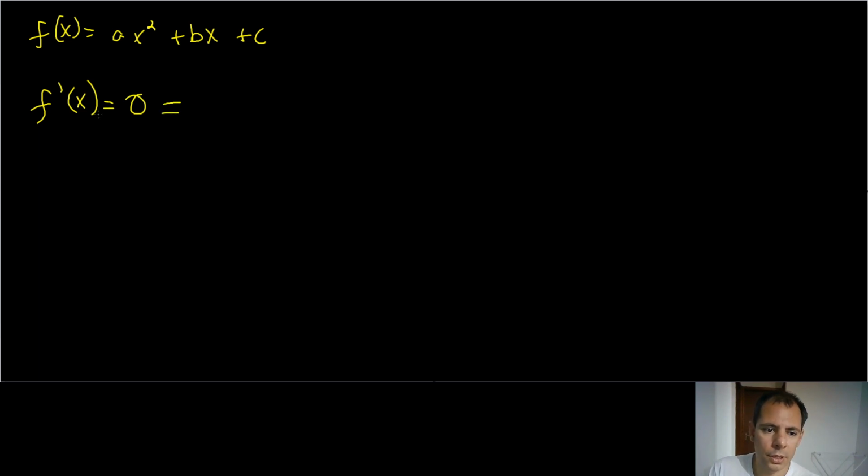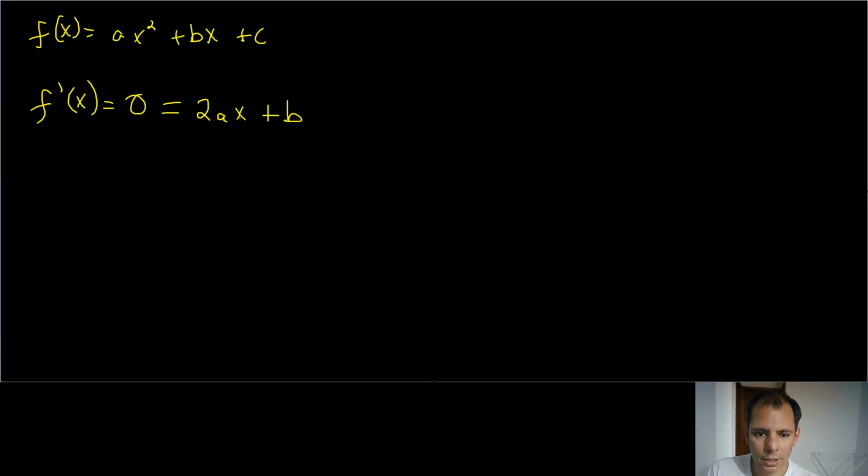Now, what is the first derivative? Well, let's differentiate f of x with respect to x. You're going to have 2ax plus b, right? C is the constant term, so it's just going to be 0. So this has to be 0.